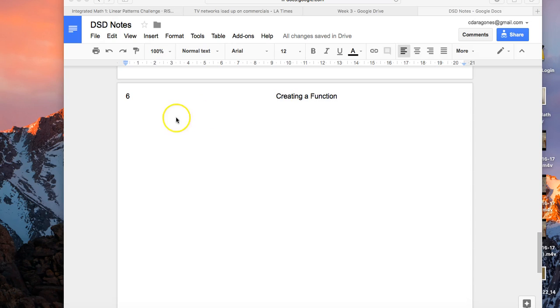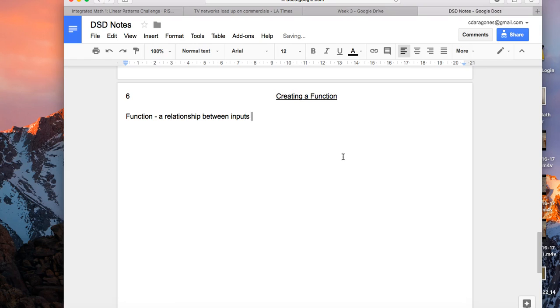So essentially a function, go ahead and write this down on page 6 of your notebook. Title that page Creating a Function. And you're going to go ahead and write down the definition of a function. There are different ways of saying the definition. For now, this is what I'm going to write it as. So a function is a relationship between inputs and outputs such that for every input, there is only one output.